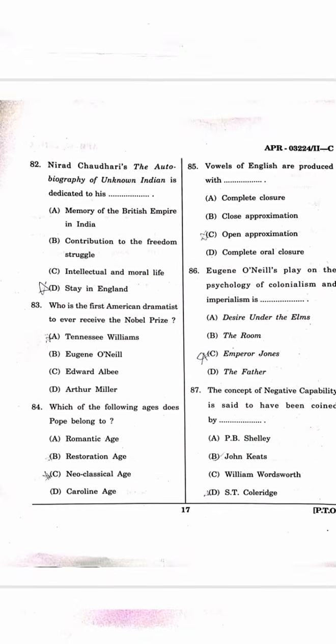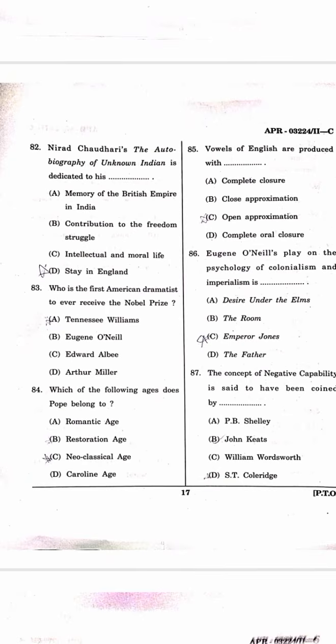Question number 82. Nirad Chaudhuri's The Autobiography of an Unknown Indian is dedicated to his... The answer is option A, Memory of the British Empire in India. Question number 83. Who is the first American dramatist to ever receive a Nobel Prize? The correct option is option B, Eugene O'Neill.